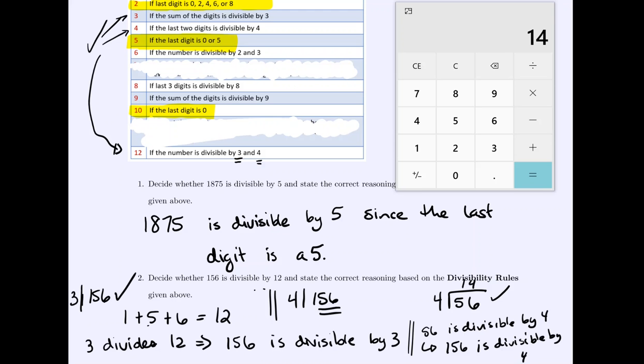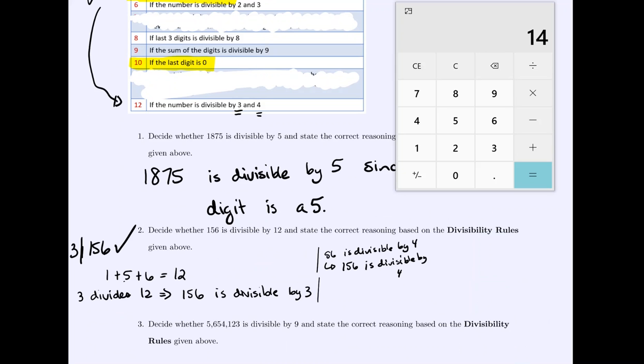So to finish up our conclusion, since 156 is divisible by 3 and 4, we know it's divisible by 12 by our divisibility rules.